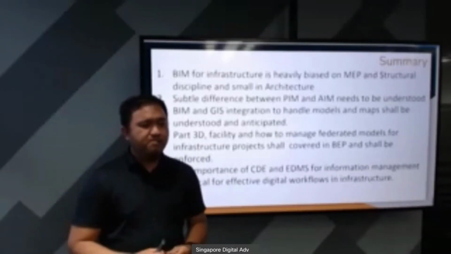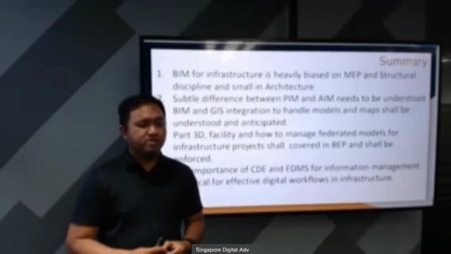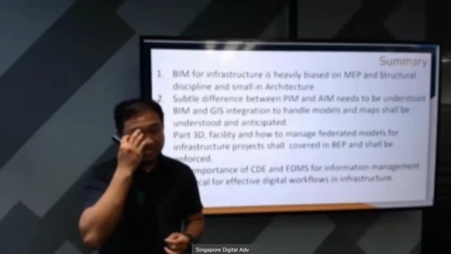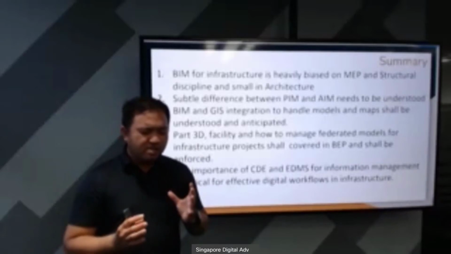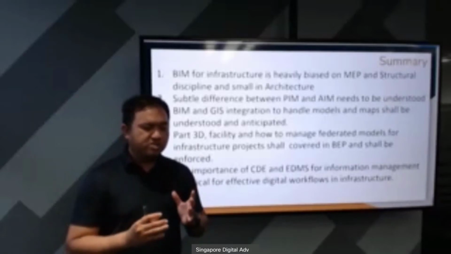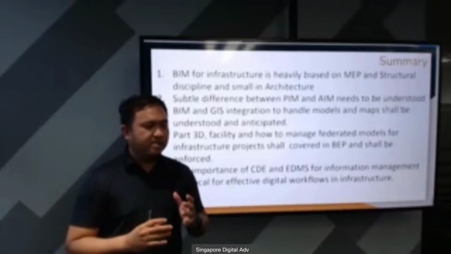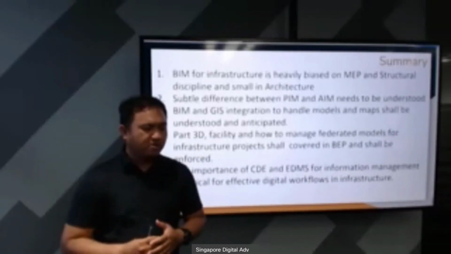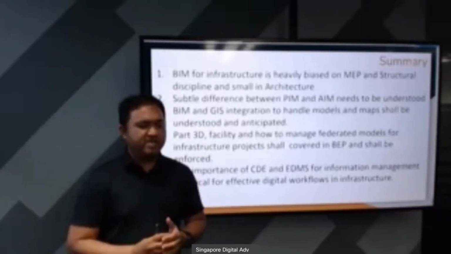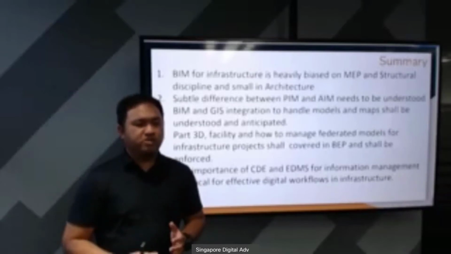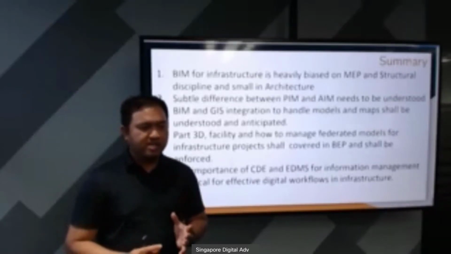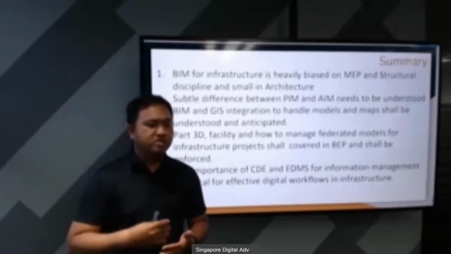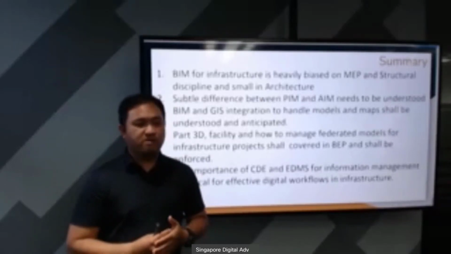And the third is the BIM and GIS integration to handle models and maps, which will be clearly understood and anticipated. As mentioned before, there's a distinct difference between the models generated from BIM and the surfaces, or feature definition, that is found in GIS. They complement each other. Most of the BIM software like Revit or Ecosim can handle both. So models and maps integration is very, very important.